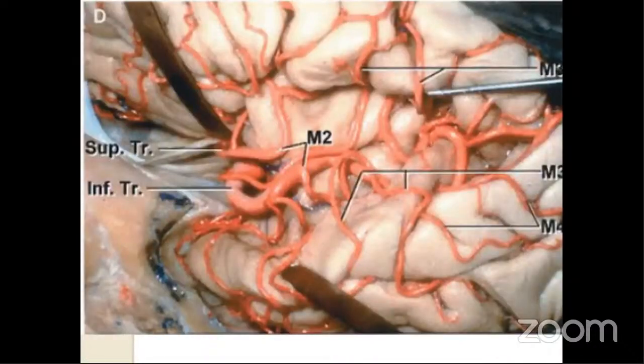In this image, we can see the superior trunk and inferior trunk. The M1 segment is divided into the superior trunk and inferior trunk. And after the bifurcation, it then turns at the Genu and again continues as the M2 segment.